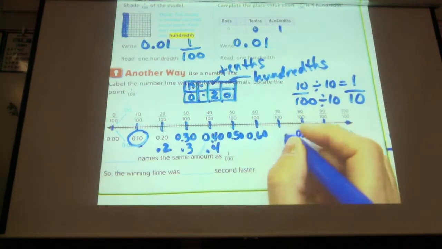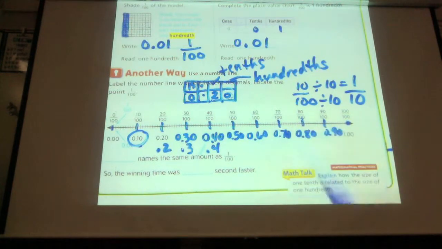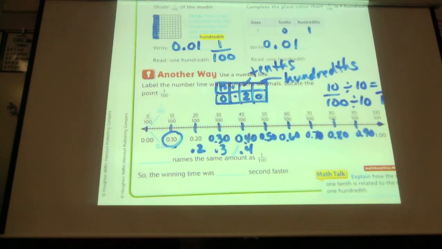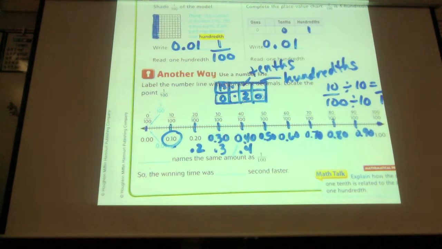Okay, Emil, what does 78 hundredths look like? 0.78. There we go. Okay, so it says which fraction name or which decimal names the same amount as 1/100th. Who could tell me again what that looks like?